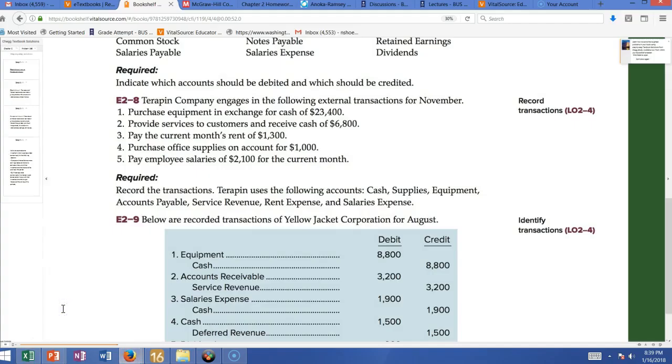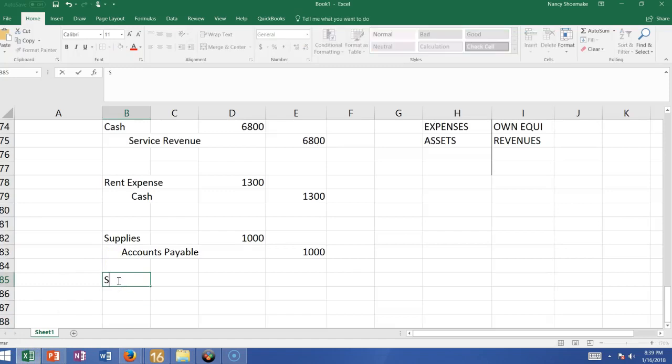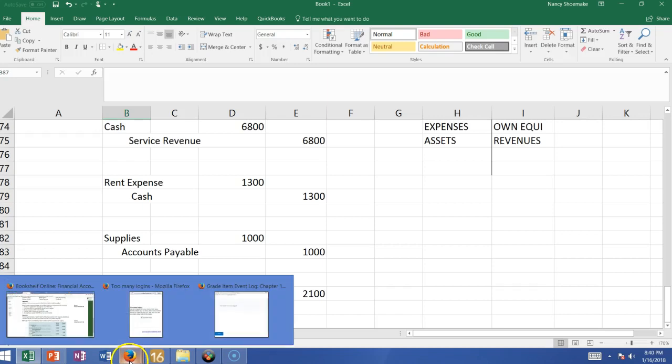Next, pay employees' salaries of $2,100 for the current month. Salaries expense gets debited, salaries expense $2,100. Cash gets credited because cash is doing what? Being reduced. Therefore, we credit it. How are you guys doing?